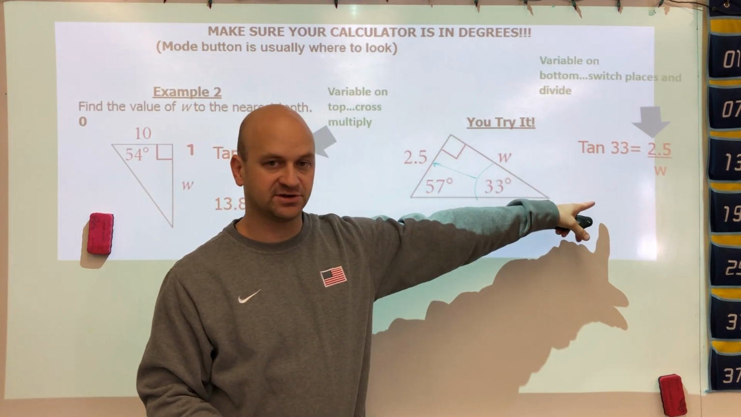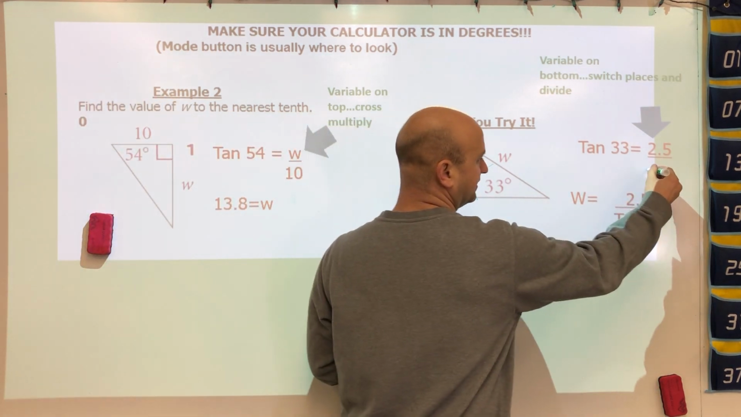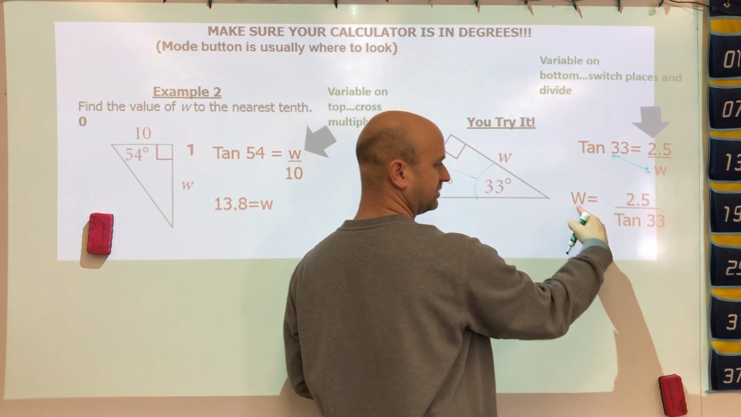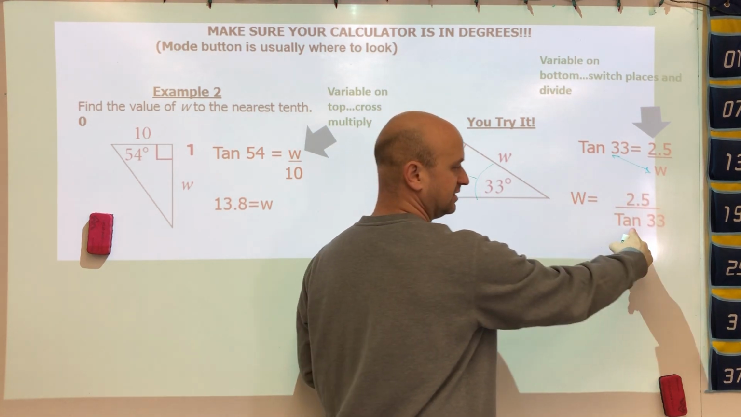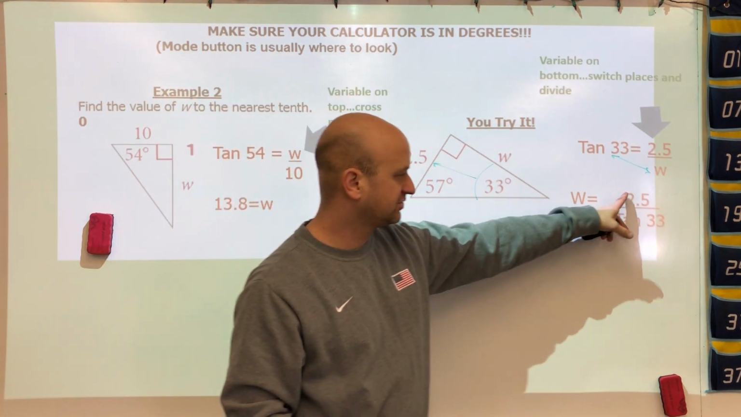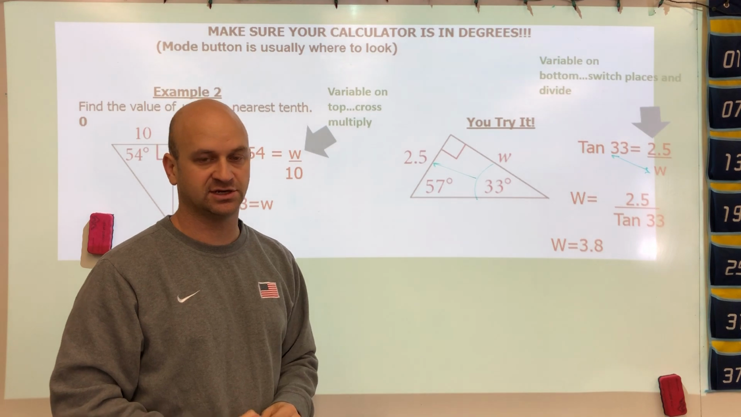Now in this case, the variable's on the bottom. So what we're going to do is what I call switch. The variable and the tangent are going to switch places. So if you look at what I drew here, you see the variable moves and the tangent moves down. And now we're going to divide. So in the calculator, you would type this divided by that, and you should get 3.8 as your answer.